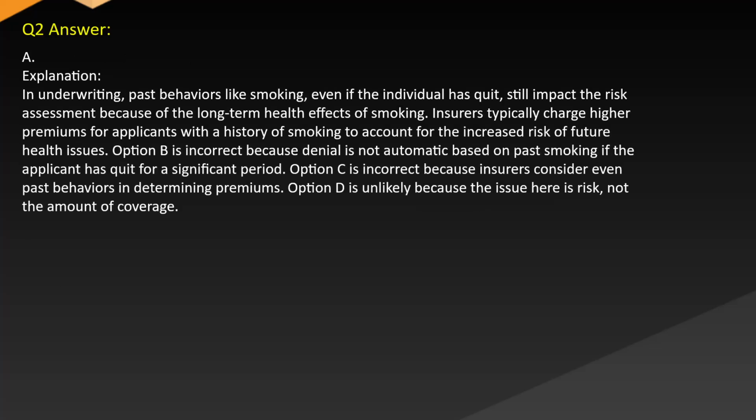Answer A. Explanation. In underwriting, past behaviors like smoking, even if the individual has quit, still impact the risk assessment because of the long-term health effects of smoking. Insurers typically charge higher premiums for applicants with a history of smoking to account for the increased risk of future health issues. Option B is incorrect because denial is not automatic based on past smoking if the applicant has quit for a significant period. Option C is incorrect because insurers consider even past behaviors in determining premiums. Option D is unlikely because the issue here is risk, not the amount of coverage.